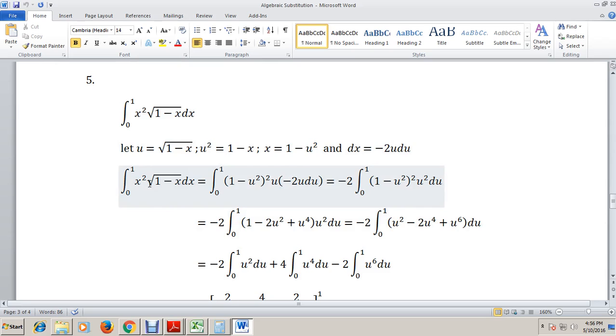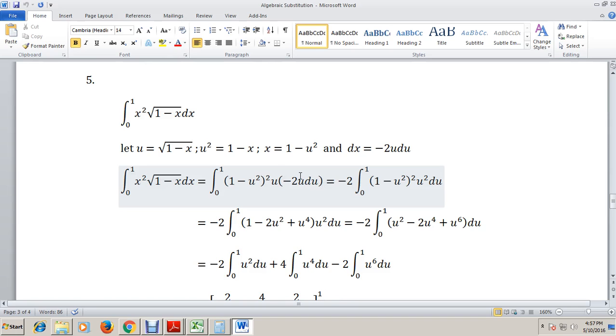Okay, so doing the substitution, since x is 1 minus u squared, your x squared becomes 1 minus u squared square. This is your x squared. Next is square root of 1 minus x becomes your u, so that is the u here. And finally, you have dx as negative 2u du. So this is your dx, this is your x, and this is your x squared.